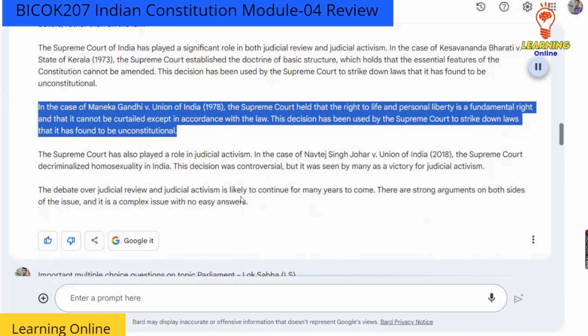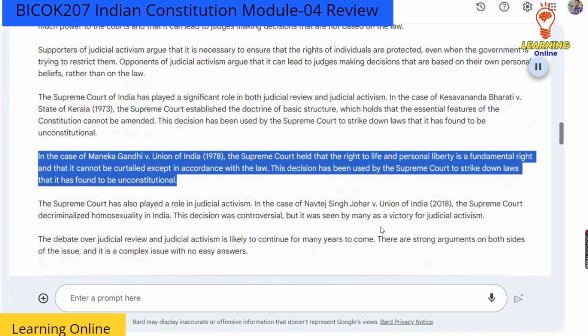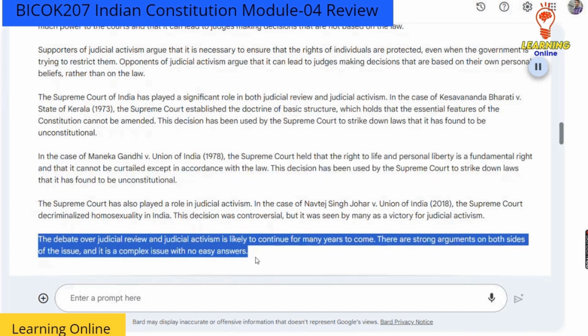The Supreme Court has also played a role in judicial activism. In the case of Navtej Singh Johar vs. Union of India, 2018, the Supreme Court decriminalized homosexuality in India. This decision was controversial, but it was seen by many as a victory for judicial activism.